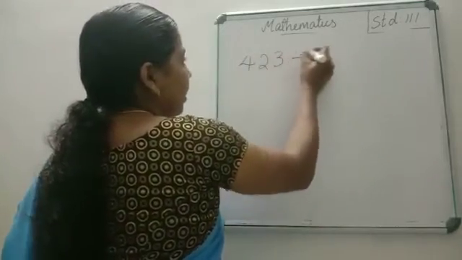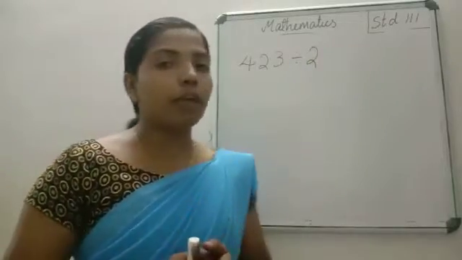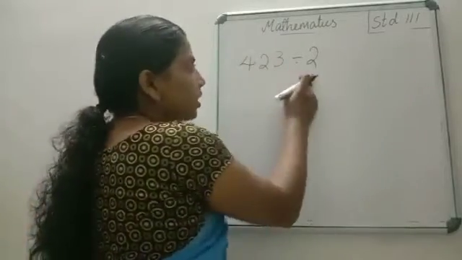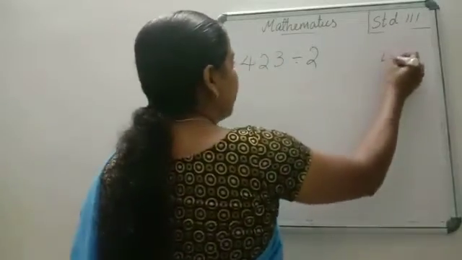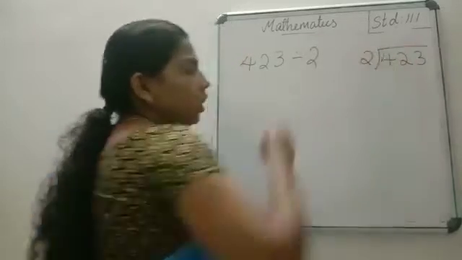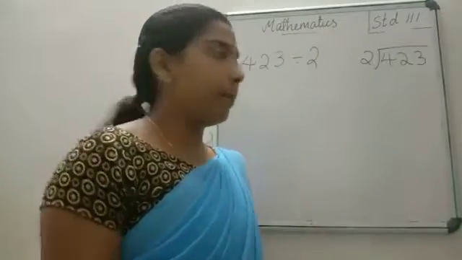423 divided by 2. Let us study how we can do this division. In the same way, this is the dividend and this is the divisor. So write the dividend inside: 423 divided by 2. As we did earlier, take one number at a time.